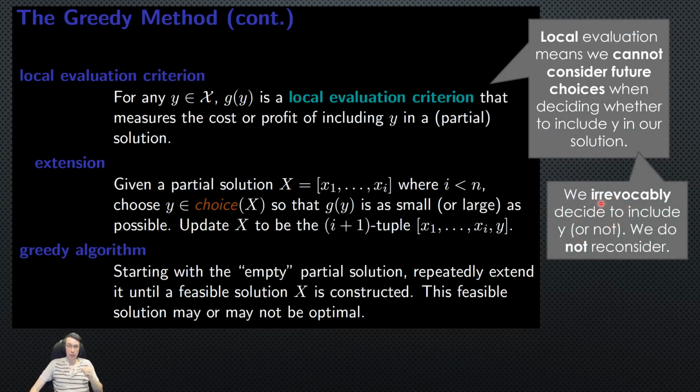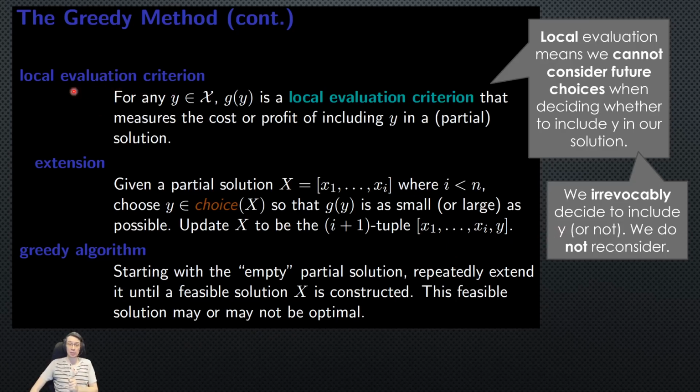Here's something I should point out. When we're deciding what our choice is for a given step, for a given extension, we figure out which choice gives us the best value of g of y, over all the different y's we could choose. And then we pick that choice, and that choice is irrevocable. We're never going to undo that choice. If we choose to include y, our final solution will be an extension of this. So y is irrevocably chosen, and that's crucial.